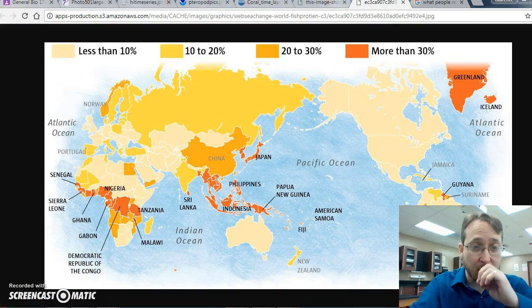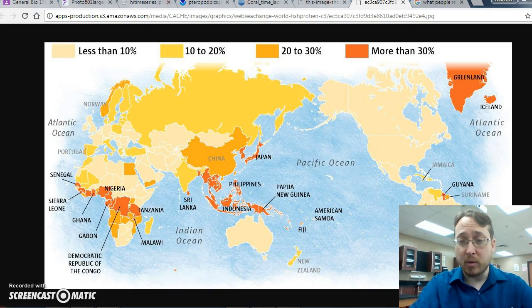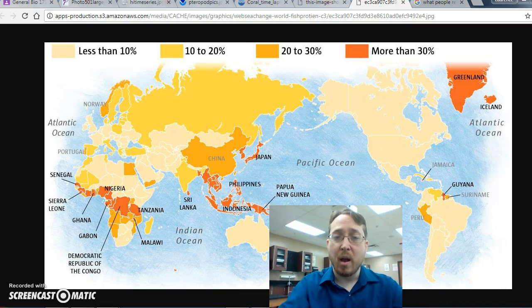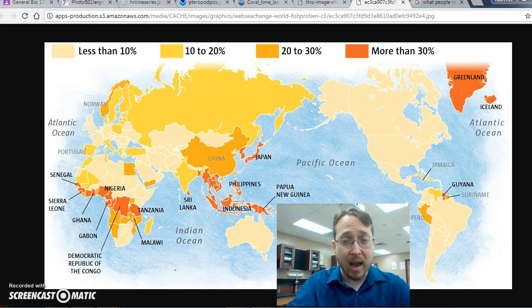Now, this is important for us because 1 in 7 people primarily get their protein and nutrition from seafood. So a lot of people on Earth rely on ocean food for their sustenance. So if we are threatening the habitat of a lot of ocean food, that can be a problem, especially if acidity continues to grow.